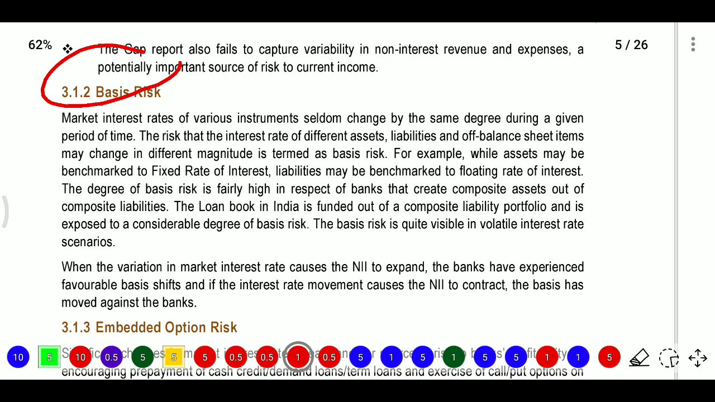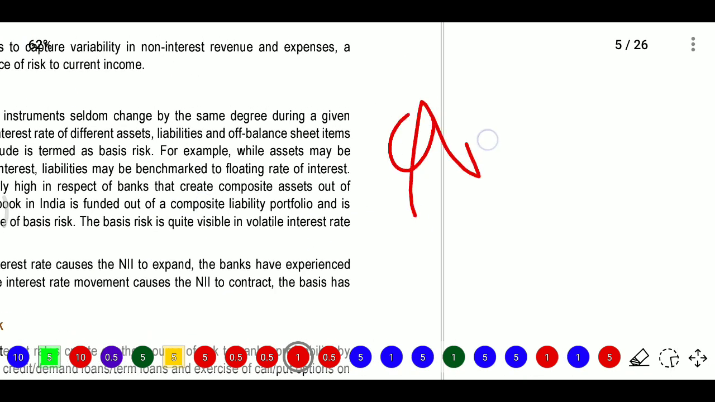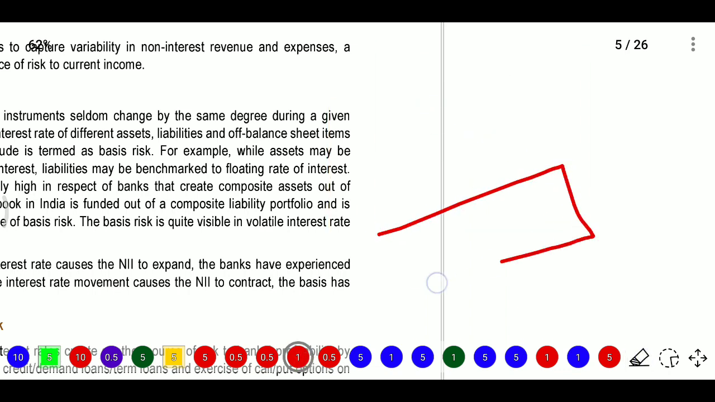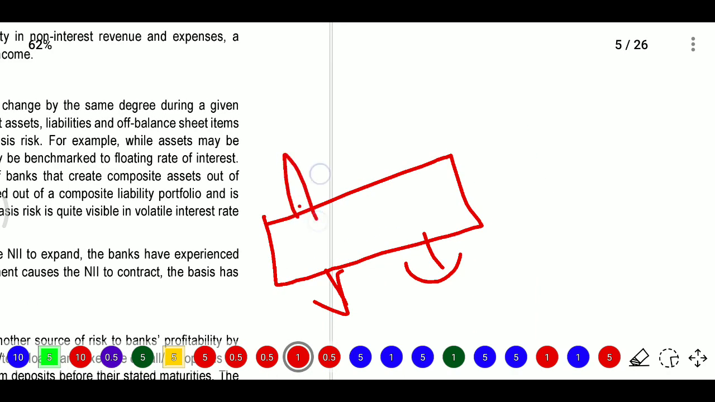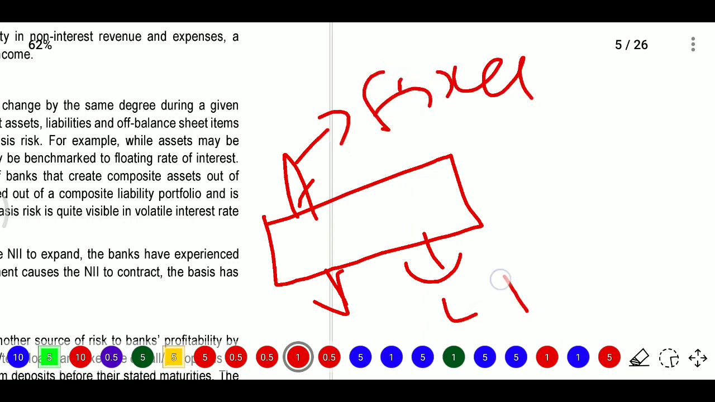For example, assets may be benchmarked to a fixed interest rate and liabilities may be benchmarked to floating rates. So this is one asset, benchmarked to a fixed interest rate, and the liabilities will be floating, benchmarked to floating rates.